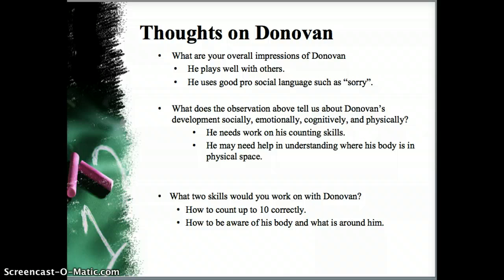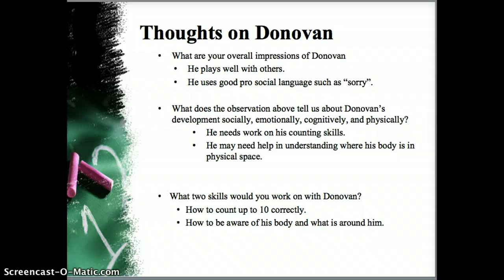The overall impression of Donovan is probably very different from the first one. In this one, he played very well with other children, and he was also using good pro-social language such as "sorry" when he hit the child with his arm going back into the block area. Developmentally, this observation tells us that he needs to work on his counting skills. He counted 1, 2, 4, 5, 7 when counting 5 blocks. He also may need help understanding where his body is in physical space when he was running through the block area and knocked into the other child.